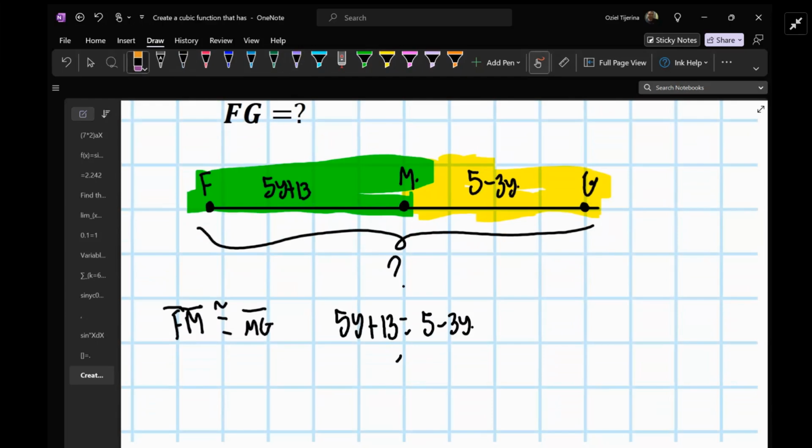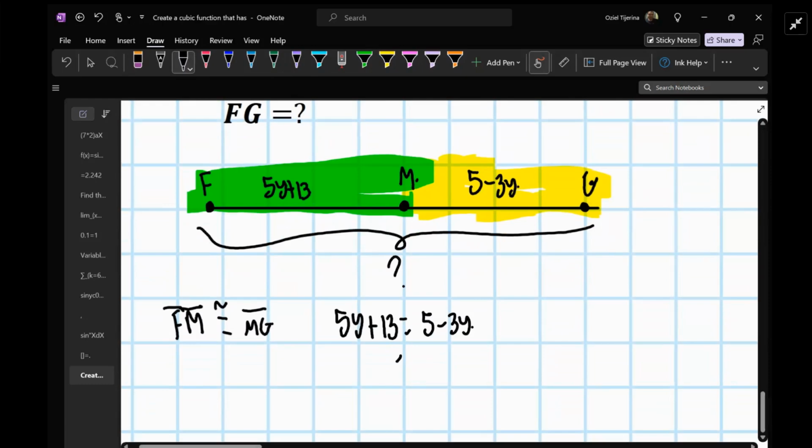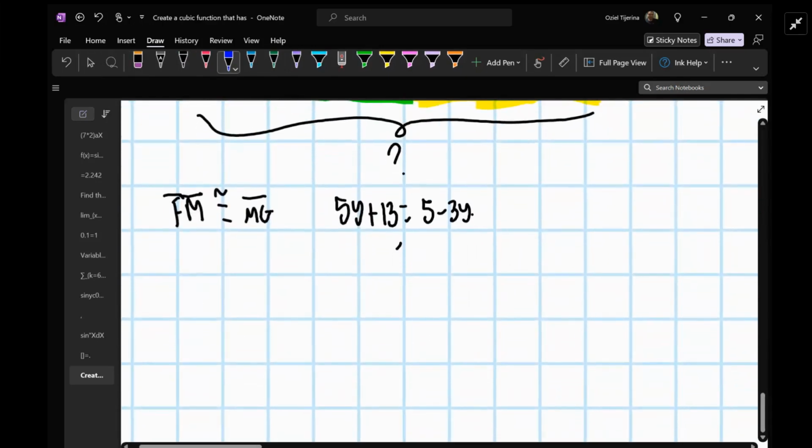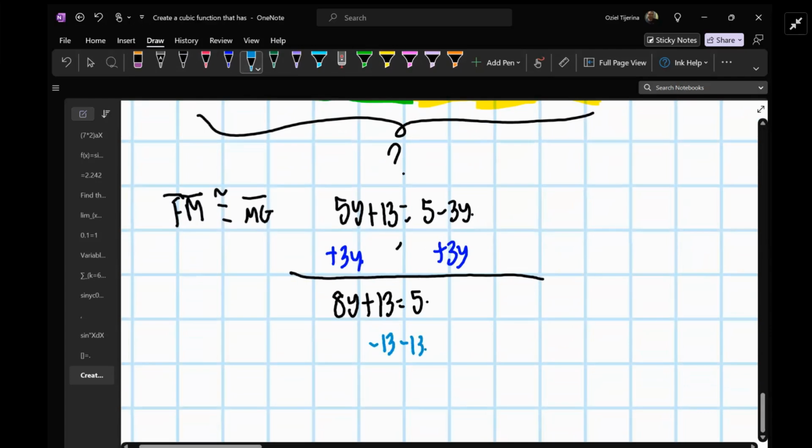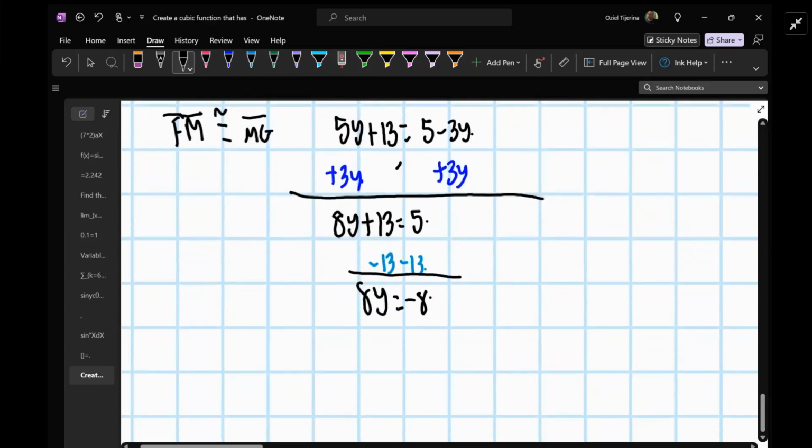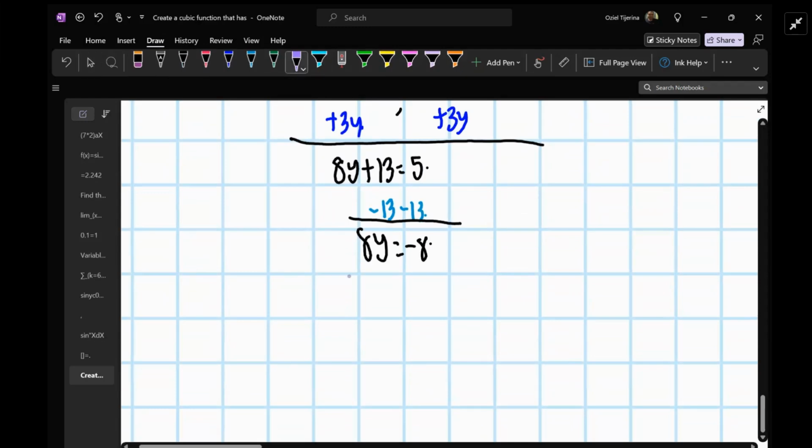To do that, we're going to go ahead and add 3y on both sides. So we have 8y plus 13 equals 5. And then from here, we subtract 13 on both sides, giving us 8y equals negative 8. Divide both sides by 8, right? And we get y equals negative 1. So y equals negative 1.